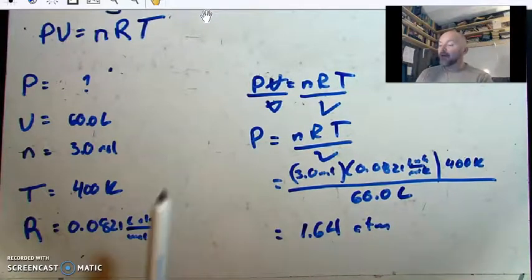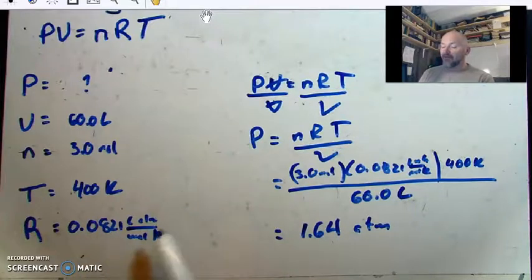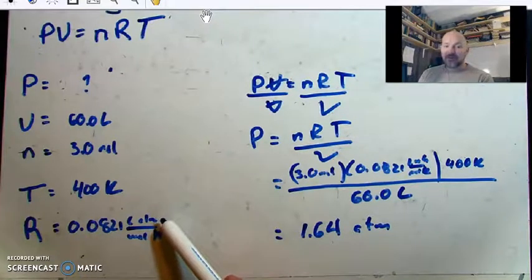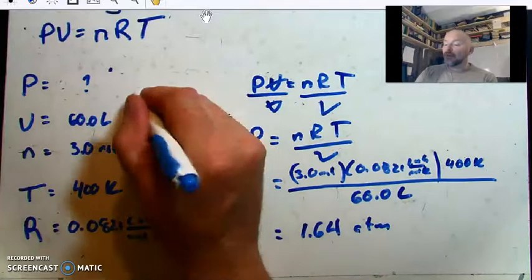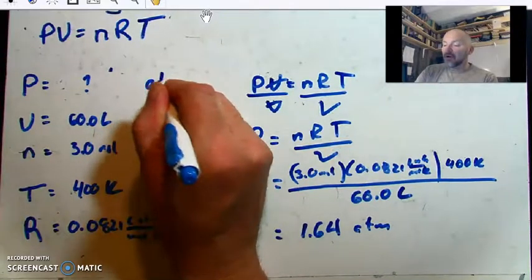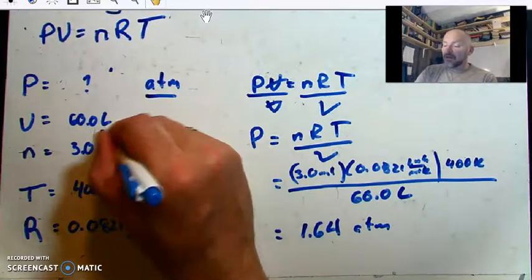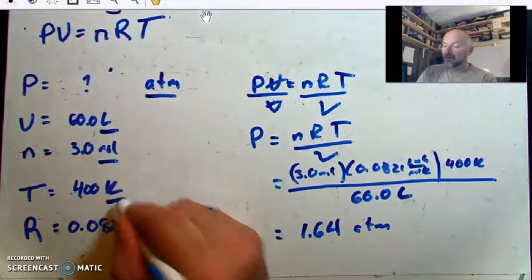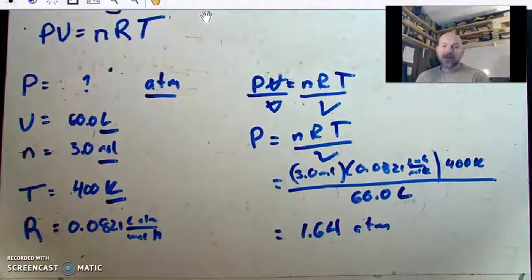atmospheres. Because the ideal gas law with this value for R always gives us atmospheres. So again, the units as we're going to work through the ideal gas law are going to be atmospheres, liters, moles, Kelvin, and then I have the R value.